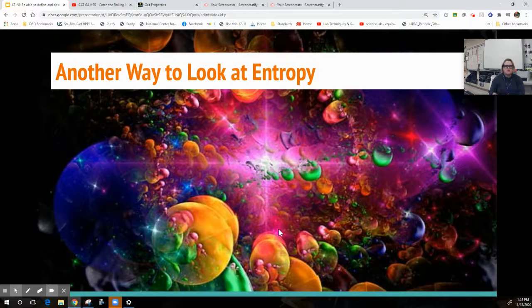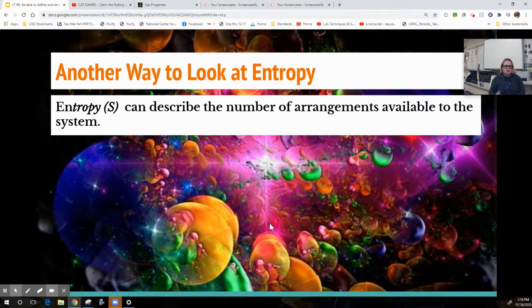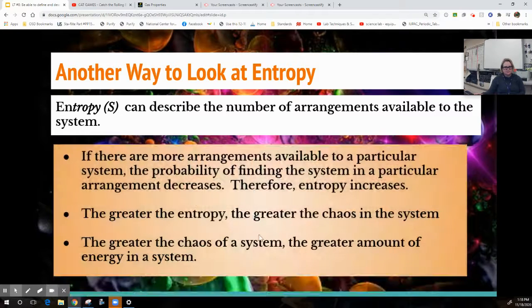So here's another way to look at entropy. In the previous examples, we were talking about energy spreading out. But how about particles spreading out? Here I'm introducing the variable for entropy, which is capital S. Entropy can also be defined as a way to describe the number of arrangements available to a system. So what do we mean by that?